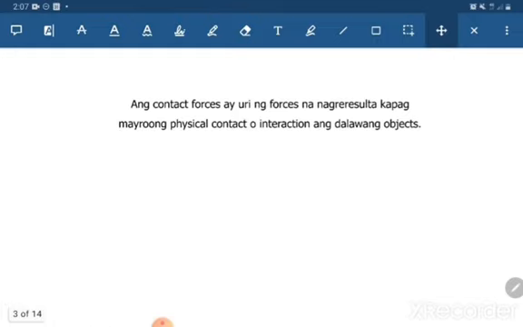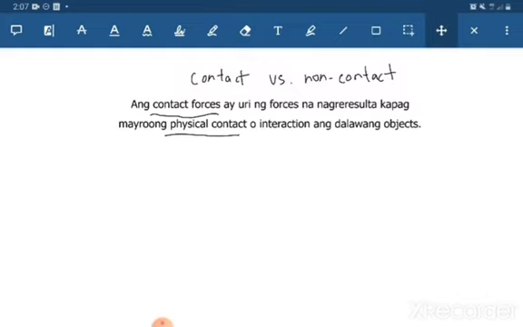Which brings us to the next slide, which is on contact forces. Sa module na to, ika-categorize natin yung forces into two. It may either be contact or non-contact forces. So contact forces first, from the word itself, dapat may physical contact yung dalawang object. Okay? And because of this physical contact or interaction, nagkaroon ng force na resulta.